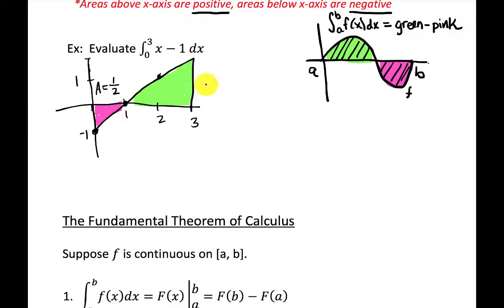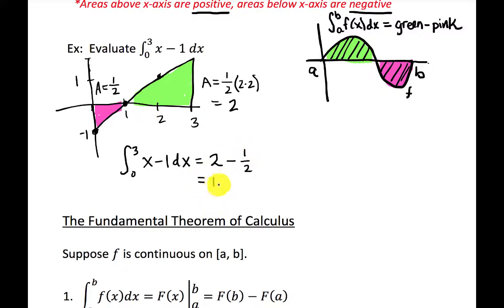And then the area of that positive region, or the integral from 1 to 3, we would take that triangle, which is a 2 by 2 triangle, and do 1/2 base times height, and we end up getting 2. So to get the total integral from 0 to 3, we simply take that green region, which was 2, and subtract the pink region, which is 1/2. So the grand total is just 2 minus 1/2, or 3/2.